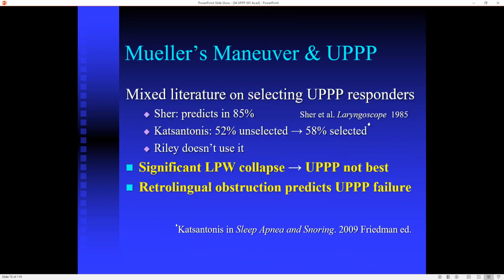So one of the ways they tried to figure out how it would work was with a procedure called Mueller's maneuver, which is looking with a telescope, an endoscope, while the patient is holding their nose and sniffing in. You're looking to see where the collapse is and how it collapses. Basically all they could find was a negative way to look at it. If there was a lateral wall collapse with Mueller's maneuver, then UPPP was not the best. And if you saw a retrolingual obstruction, that predicted failure. So basically this showed you patients not to operate on for UPPP.